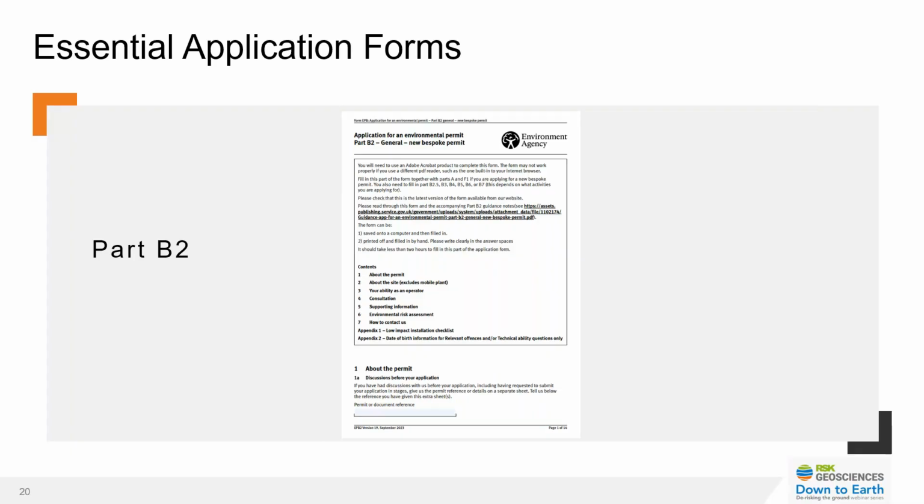Details and references of supporting information and documents that are provided in support of the application, which I'll touch upon in a bit more detail later on. But this will generally include a construction surface water management plan, a permit supporting statement, including non-technical summary, relevant risk assessments, and the environmental management systems that the operator will utilise to identify and reduce the risk of pollution from the construction site.